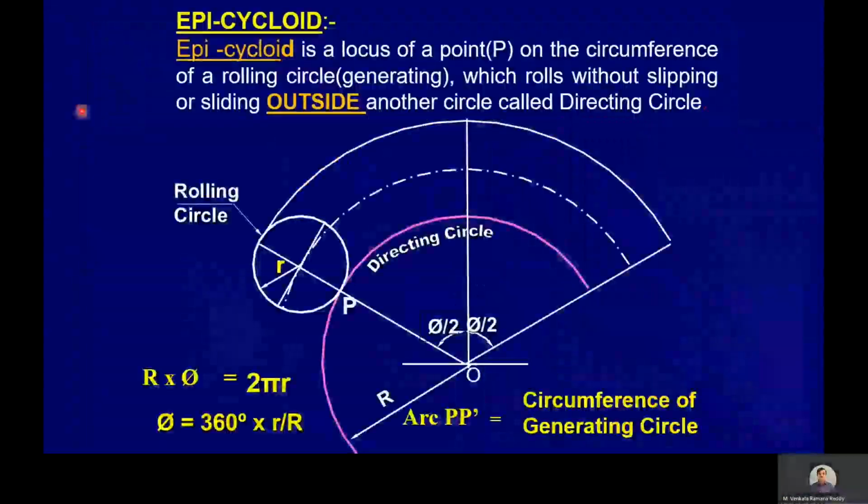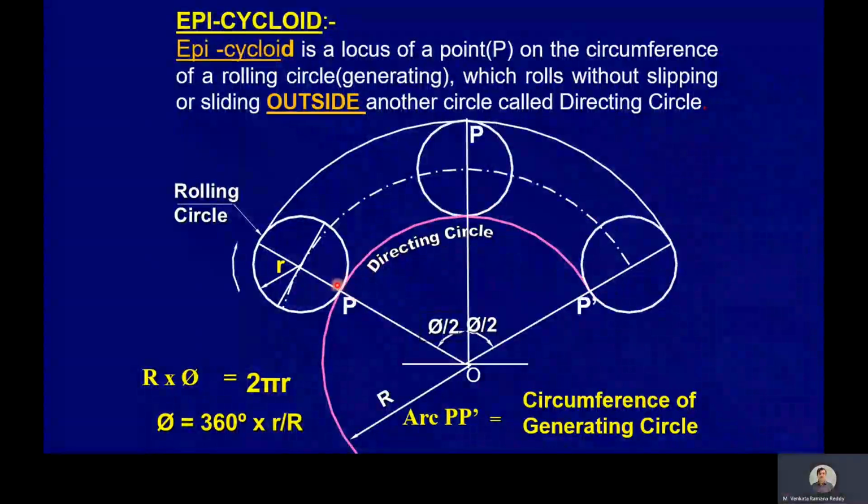Now we'll see what we mean by epicycloid. Epicycloid is the locus of a point P on the circumference of rolling circle which rolls without slipping or sliding outside another circle called directing circle. Here, this is the rolling circle and this is the directing circle. Rolling circle rolls outside the directing circle. Then if you trace out the movement of the point P, how is that point P moved? That we'll see now.